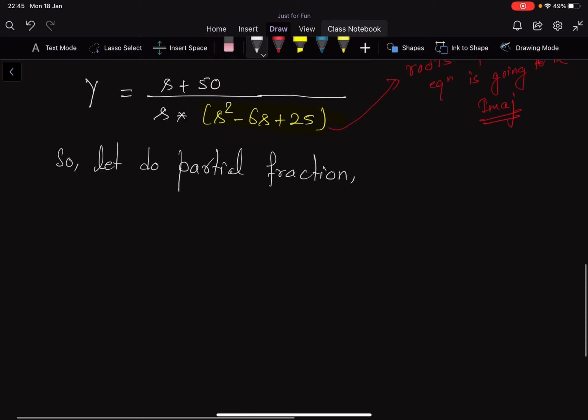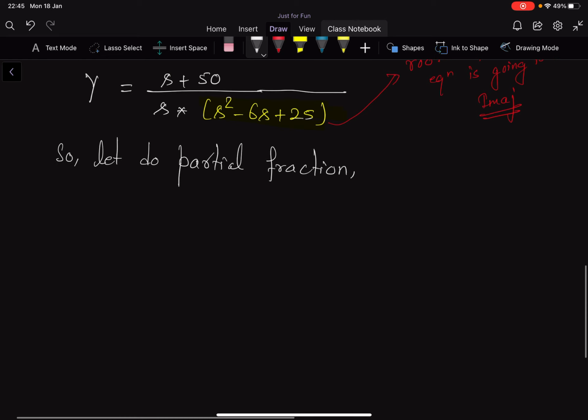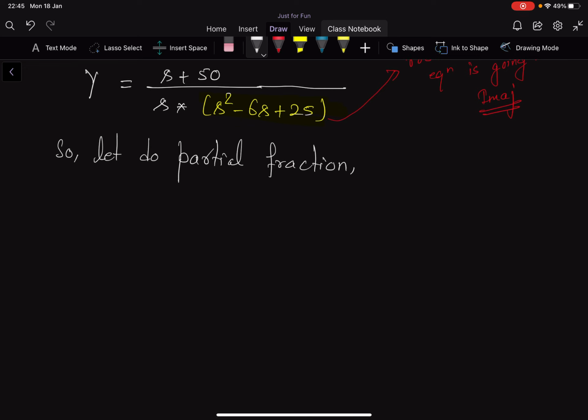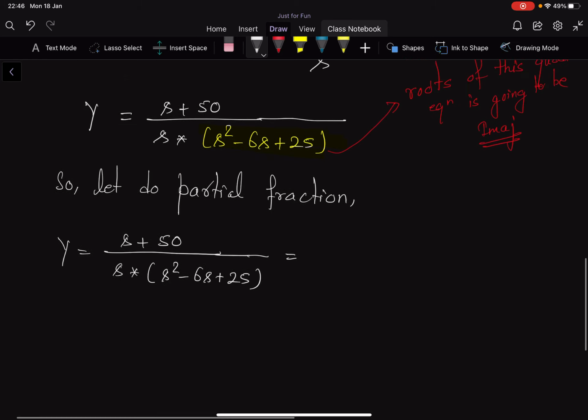You don't need to follow exactly what I have done here. You can use your own method of partial fraction if you know how to do it. But if you don't know, then please follow me here. First, we are going to write what is known to us, which is this expression, or you can say this fraction, s plus 50 over s times s squared minus 6s plus 25. And then we are going to break this down into different fractions.